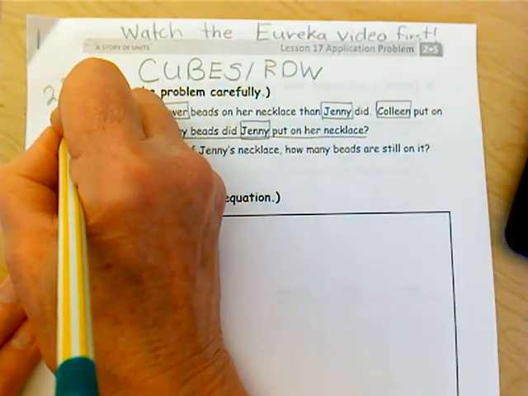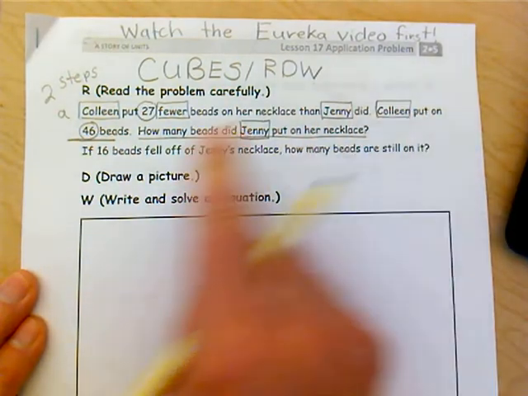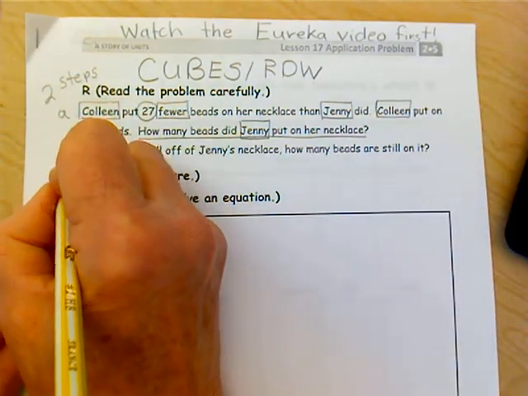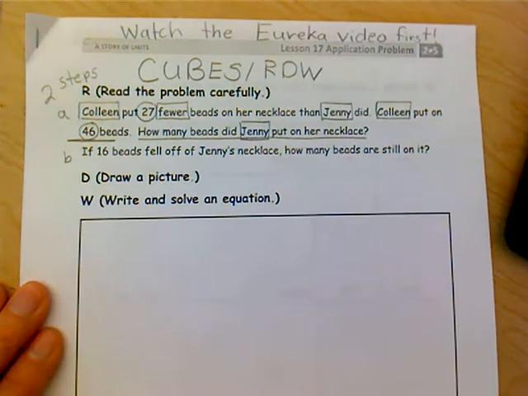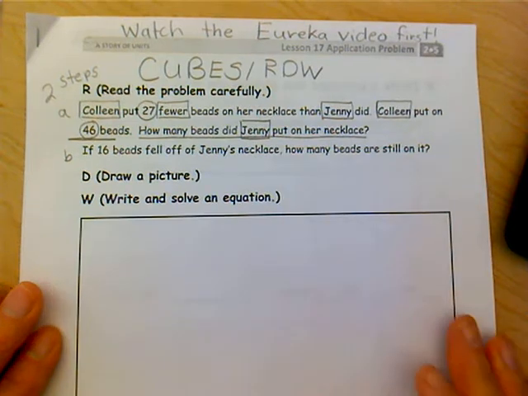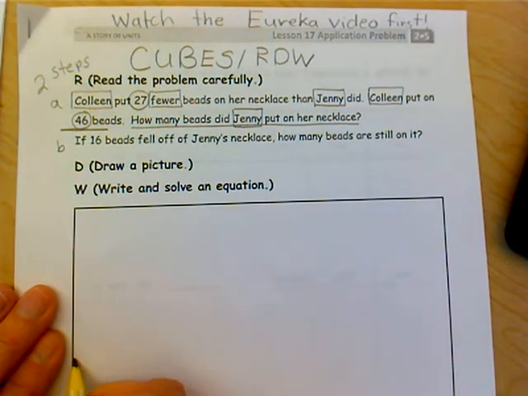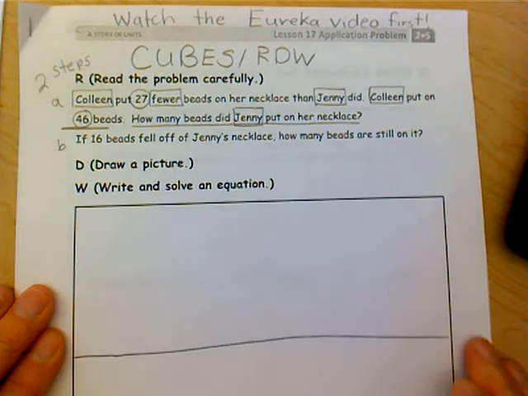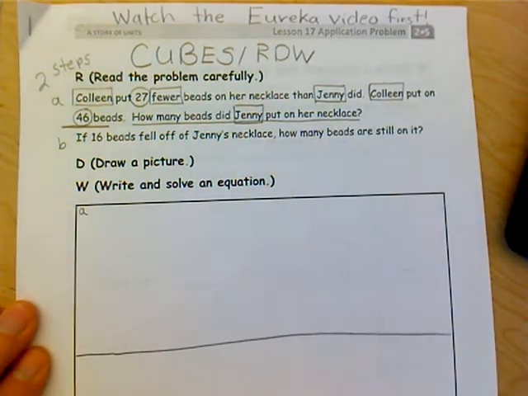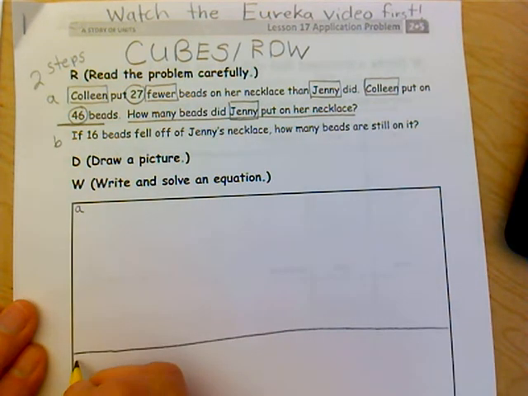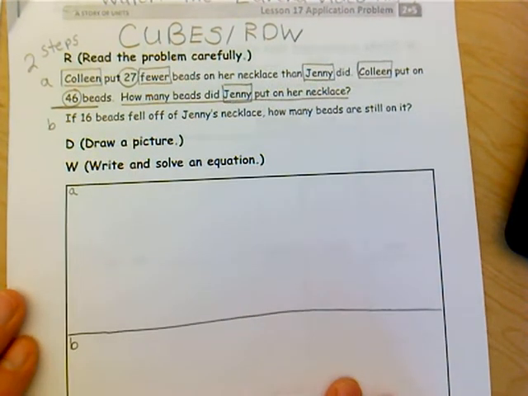I'm going to have to solve this part of the problem first before I can find out how many beads are still left on Jenny's necklace after 16 fell off. Because right now, I don't know how many beads are on Jenny's necklace. I need to figure that out first. So I am going to divide my paper into 2 parts, and I hope you did that as well. And I'm going to solve that first part about finding out how many beads Jenny had on her necklace. And then after some fell off, that 16 fell off, we'll go back to that in a minute. We'll try to figure out how many she still has left.